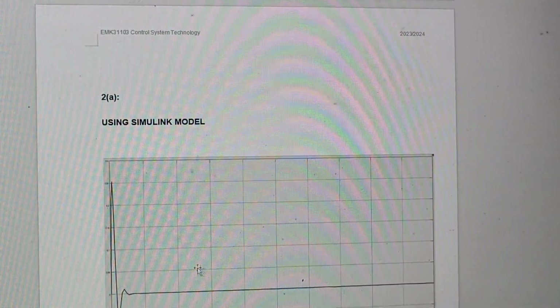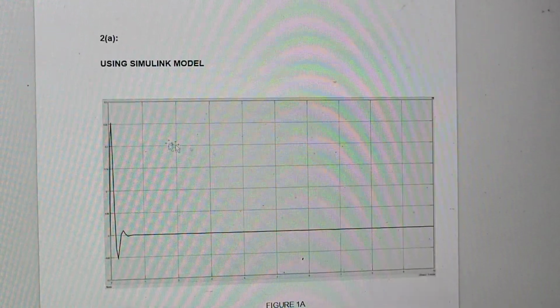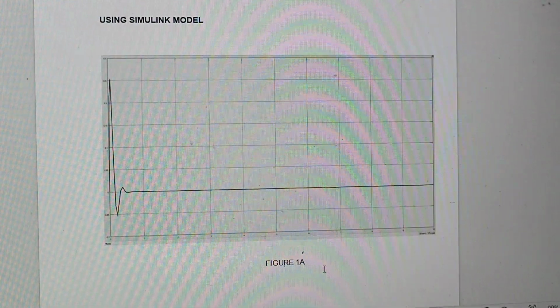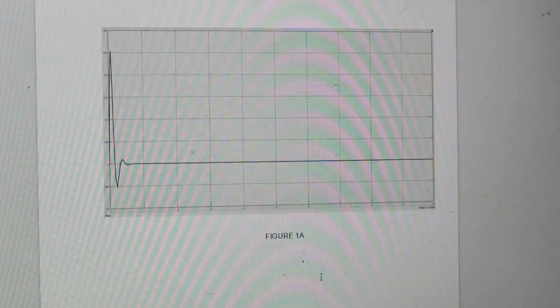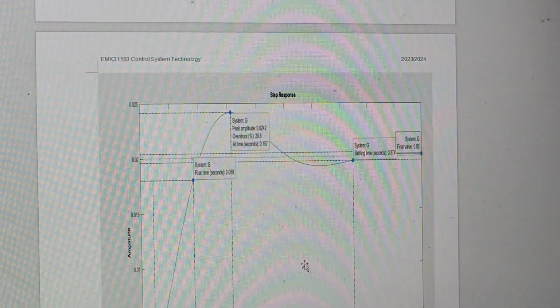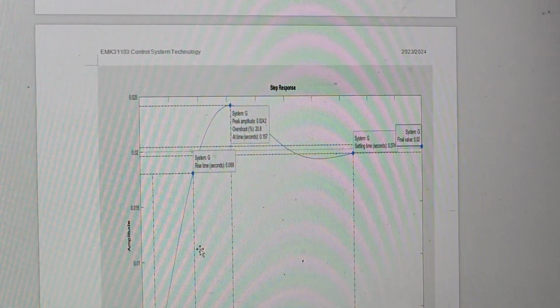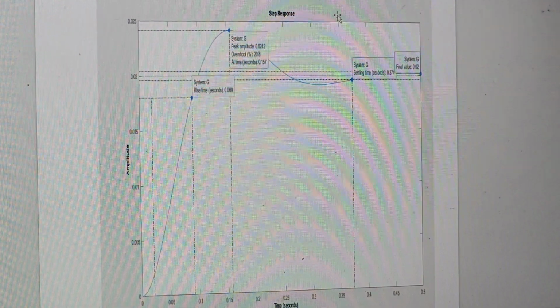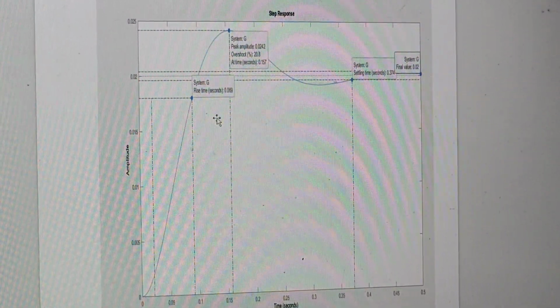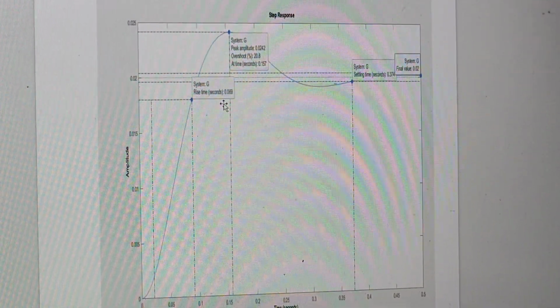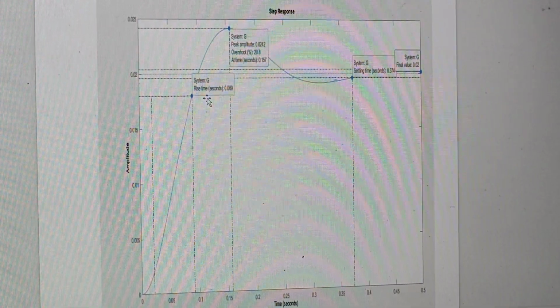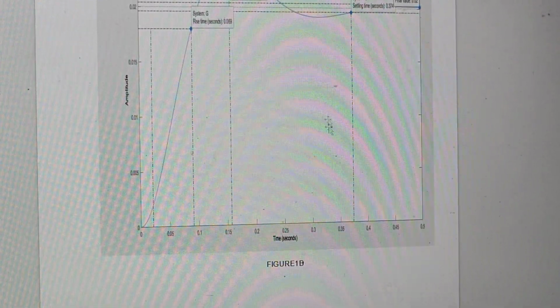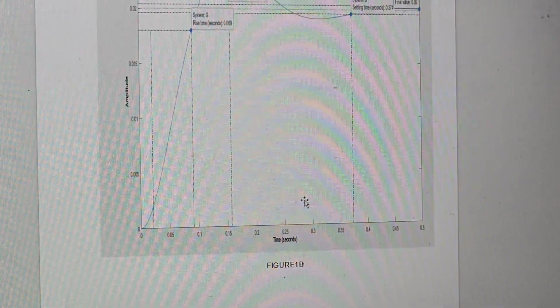So this is the example model using Simulink, which is figure 1. After that, this is the waveform, which is a step response. This is figure 1b.